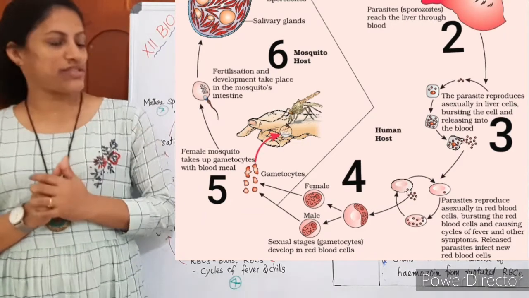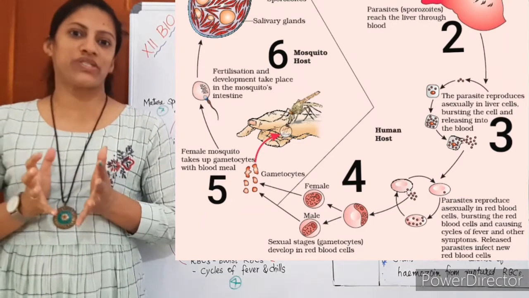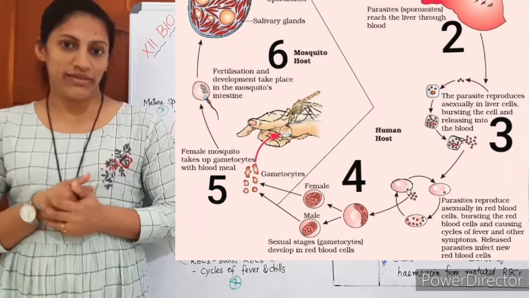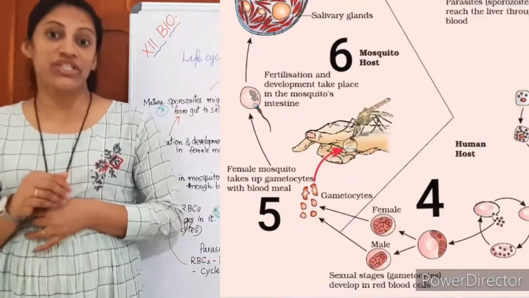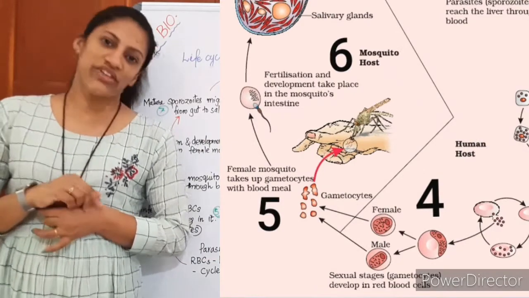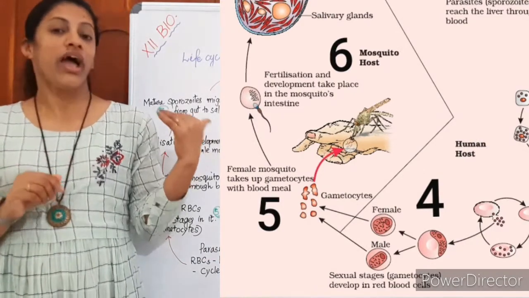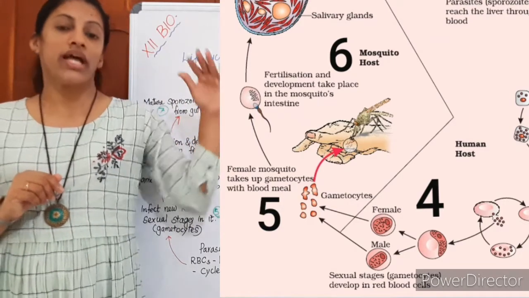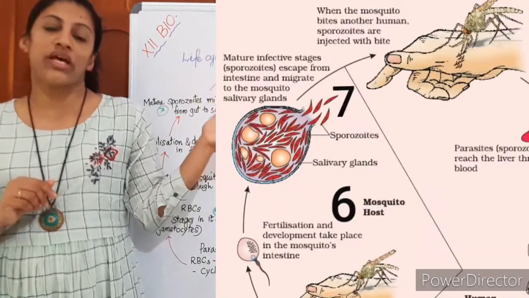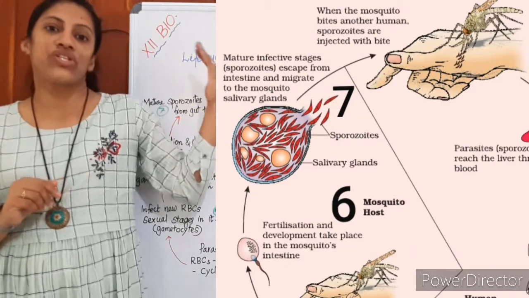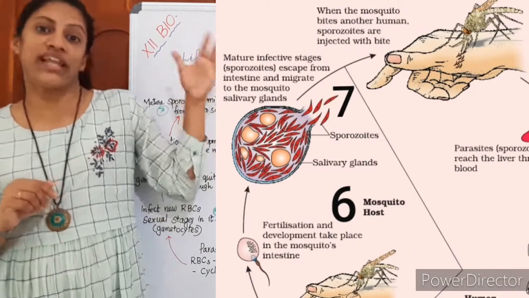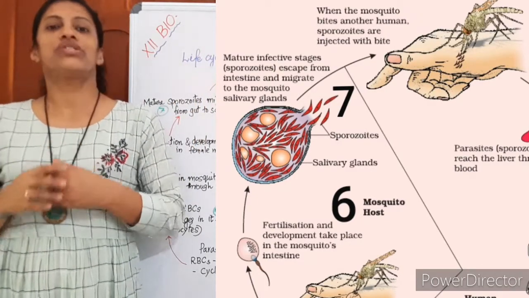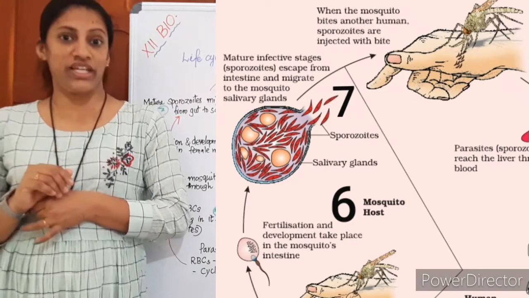Then what happens? The gametocytes are taken to the mosquito through a blood meal. The gametocytes reach the gut of the mosquito where fertilization takes place. After fertilization, further development takes place. Then the sporozoites, in matured form, are stored in the salivary gland of the insect.